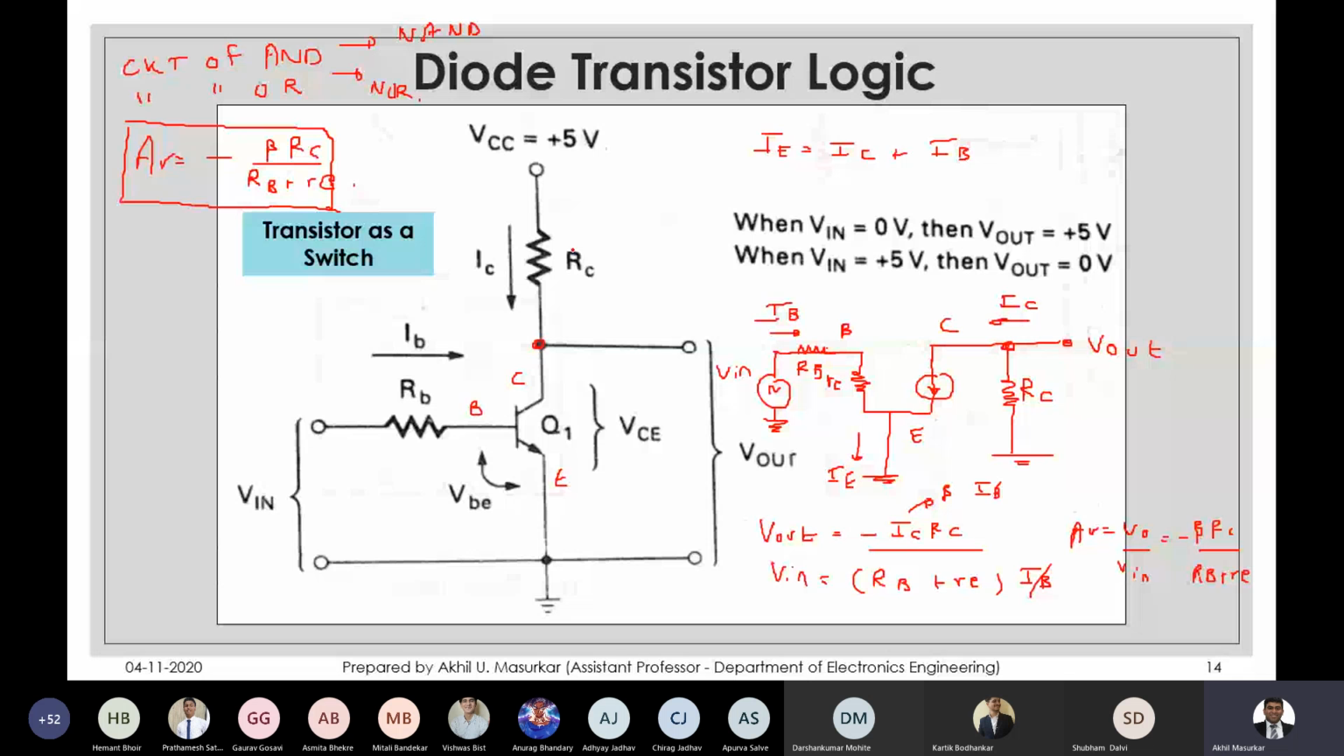But the gain is not very important in this case, because we are not working on continuous signals, we are working on digital signals. You can see here that there is a minus sign. The minus sign indicates that there is a 180-degree phase shift between input and output.